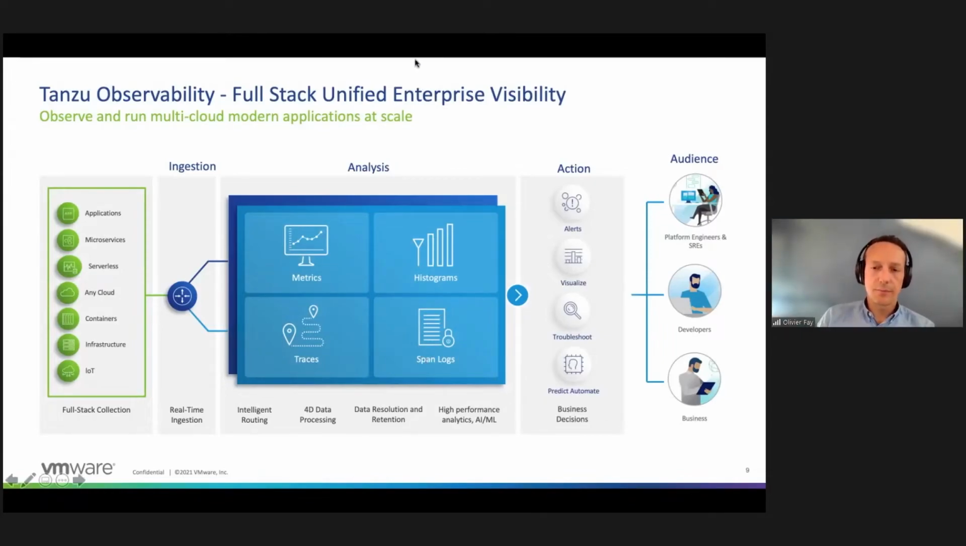I'm Olivier Fair. I work for VMware, and I'm in charge of our Tanzu observability offering across EMEA and Asia Pacific. One of the things we're working on with Mphasis is porting the smart signals offering we just saw onto Tanzu observability, to bring some of the enterprise capabilities of Tanzu observability to the offering.